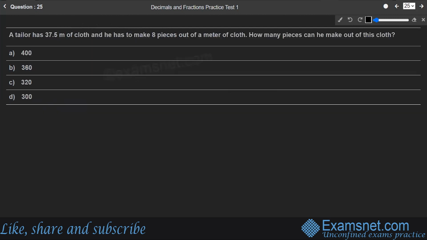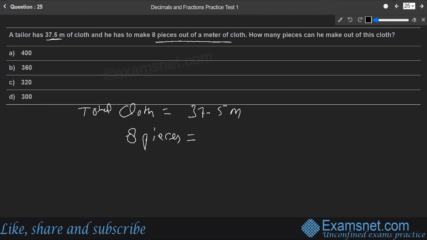Now, a tailor has 37.5 meters of cloth and he has to make 8 pieces out of a meter of cloth. How many pieces can he make out of this cloth? So how much cloth does he have? He has the total cloth, that is 37.5 meters. Then he says he can make 8 pieces from 1 meter of cloth. So 1 meter of cloth will be able to create 8 pieces.